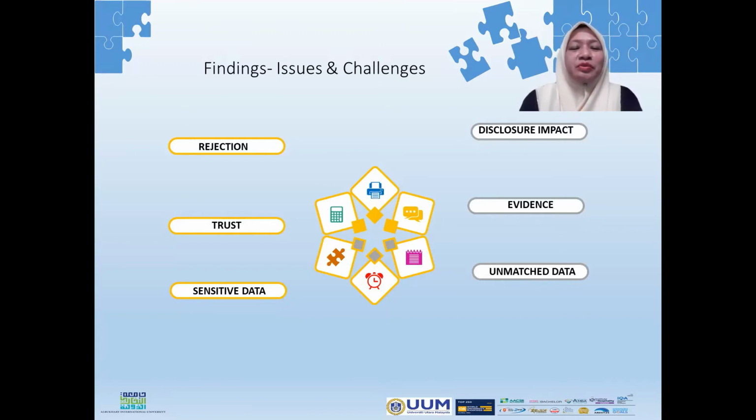Issue number one is, of course, the rejection from the respondents to accept us. Basically, researchers and enumerators are outsiders that come to the place, and when we try to get sensitive data from them, it's not easy. They might reject us in the first place.